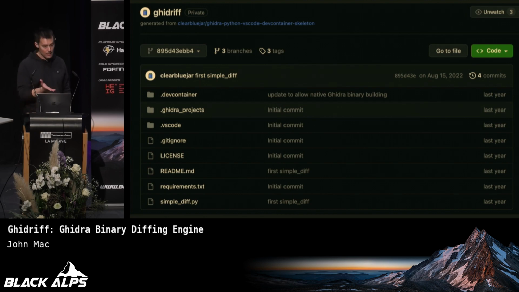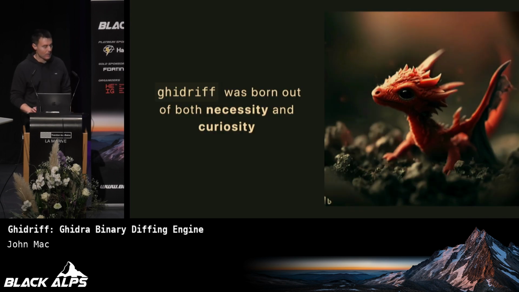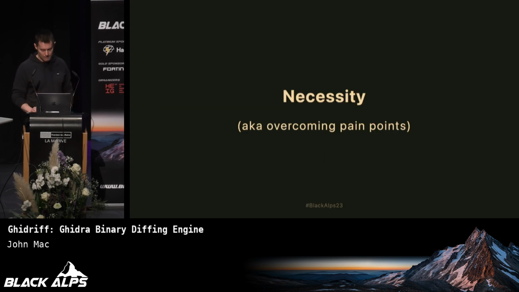About a year ago, I started Ghidriff, and it was a single script called simple_diff.py. I even called it simple diff because it was very naive. It was using basically the function names. And again, we're looking at Windows, we had public symbols. It worked okay, but definitely had a lot of false positives. And so what I'm trying to say is Ghidriff, for me, was born out of this necessity to get around these pain points and really curiosity of how patch diffing works. And so let's walk through some of those pain points.